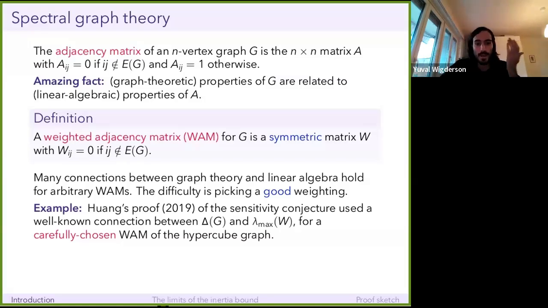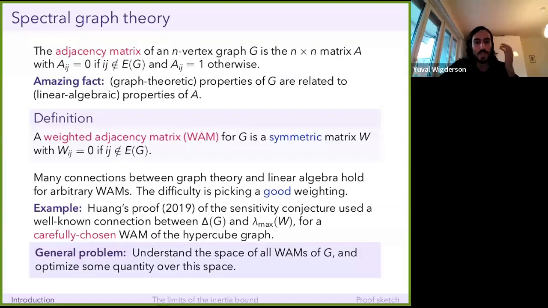A general problem that I'm very interested in is, given a graph, what can you say about the space of all weighted adjacency matrices of this graph? And for some property or quantity of interest, how can you optimize this over the space? That's the overarching question that's driving this talk, and many other things that I and other people do.